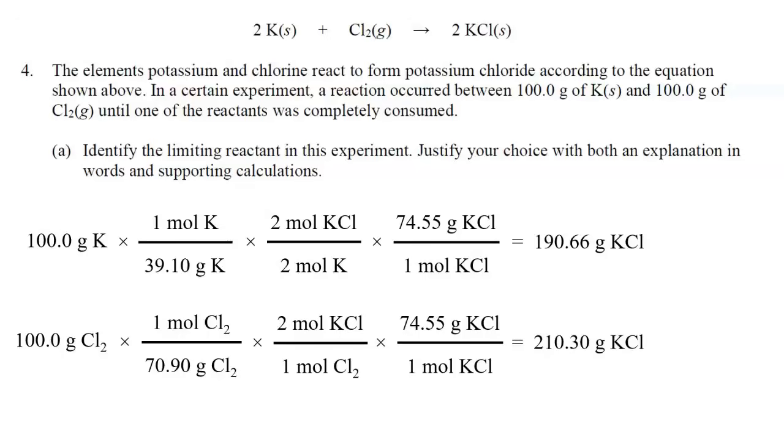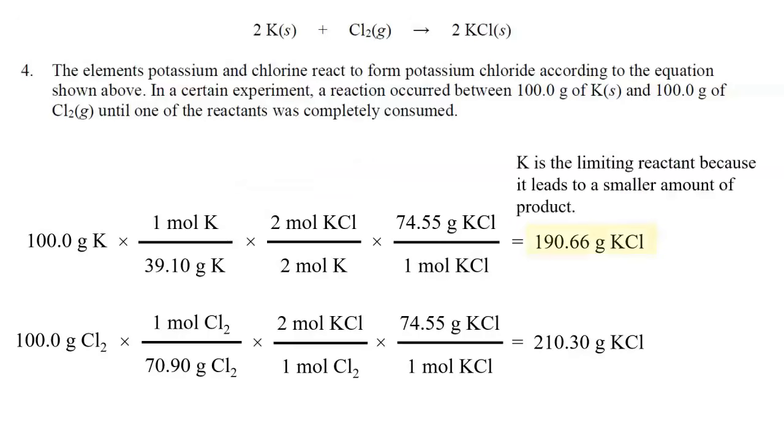Remember, we convert each reactant into the product and compare. Whichever amount of product is the smaller amount points back to the limiting reactant. So this is just confirmation that potassium is the limiting reactant because it leads to a smaller amount of product.